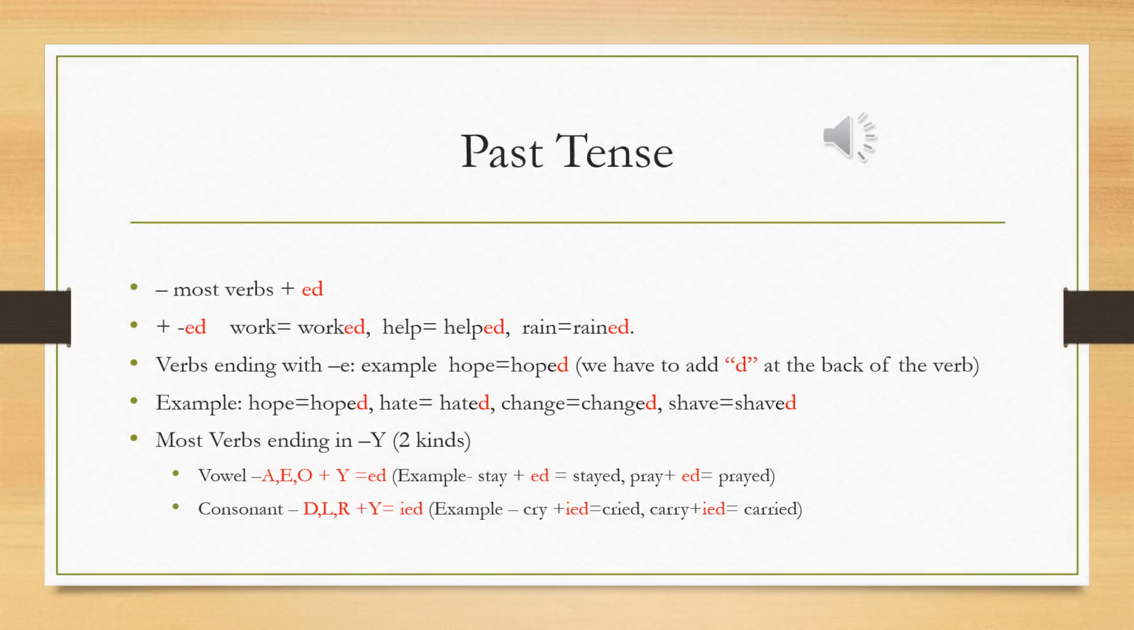How about words ending in Y? There are two kinds of verbs here ending with Y. The first one is vowel plus Y. For this kind of verbs, we have to change it in this way.